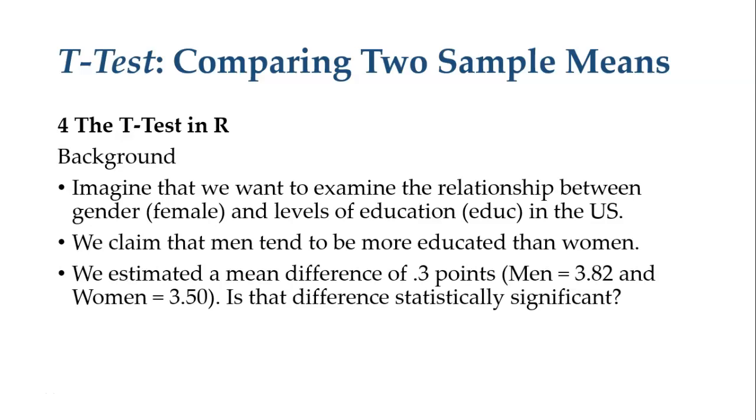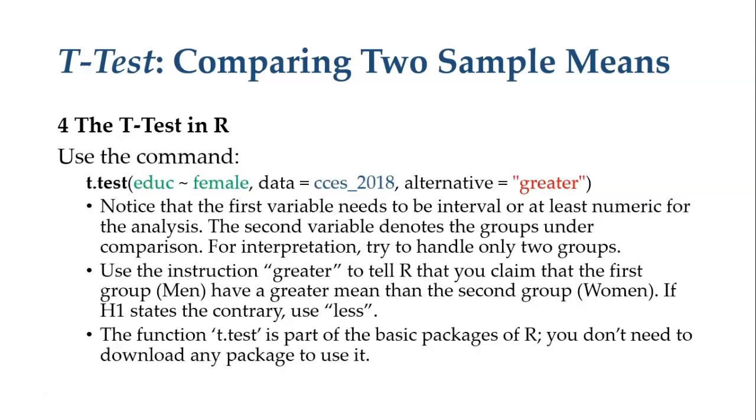And we claim that men tend to be more educated than women, and we estimated a mean difference of 0.3 points. Seems to be very small, right? Do you think that this is statistically significant? Let's see. Okay, so we use this formula called the t-test, and you just replicate it, use it.